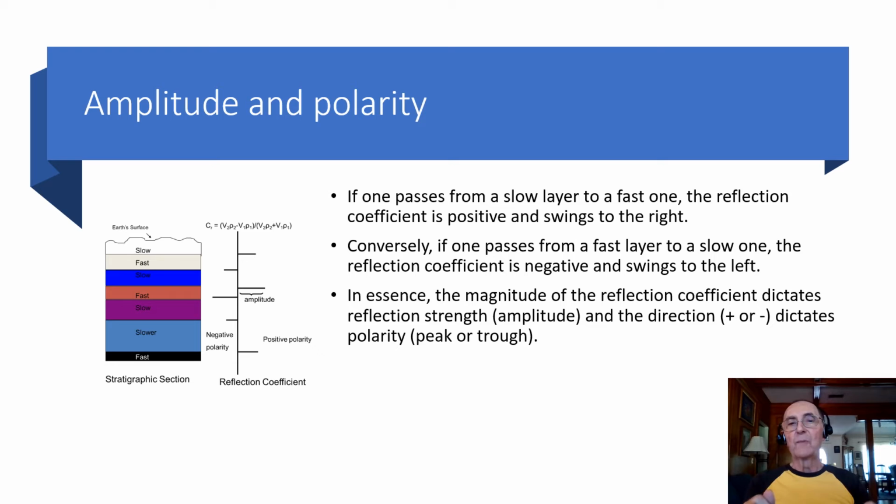If one passes from a slow layer to a fast one, the reflection coefficient is positive and swings to the right. Conversely, if one passes from a fast layer to a slow one, the reflection coefficient is negative and will swing to the left. The magnitude of the reflection coefficient dictates reflection strength, in other words, the amplitude, and the direction, whether positive or negative, dictates polarity, in other words, whether it's a peak or a trough.